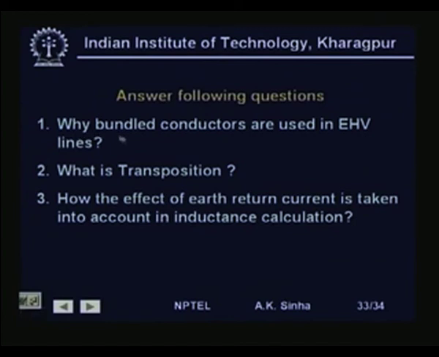First is, why bundle conductors are used in EHV lines. Second question is, what is transposition? And third question is, how the effect of earth return current is taken into account in inductance calculation for a 3-phase line with ground return system, especially when the system is carrying unbalanced current.